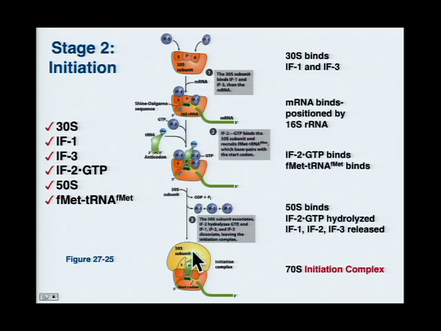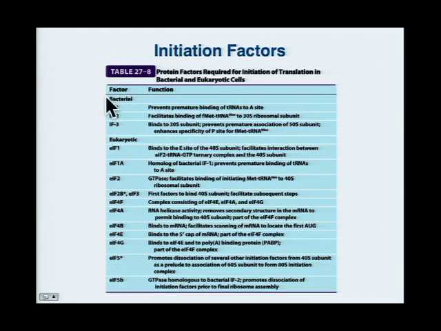So after that is bound, that GTP hydrolysis drives the dissociation of all of these initiation factors, IFs, as well as recruitment of the large subunit, the 50S subunit. So this is called the 70S initiation complex. So now we have our fMet tRNA, fMet in the P site, A and E site are vacant. Okay. So next, so here's the initiation factors for bacteria.